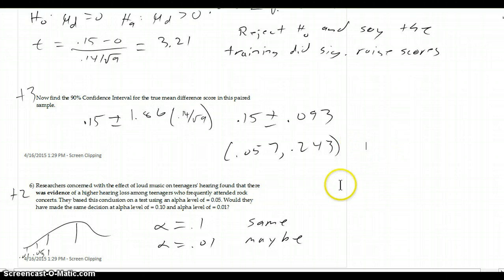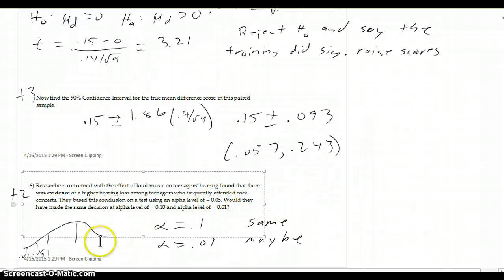And the last one is always kind of tricky. It says researchers with teenagers and loud music, says there was evidence. That means they rejected the null. The null hypothesis is always, it doesn't matter. No change, equality, right? The alternative is that there would be damage, or something was affecting it. So there was evidence of higher hearing loss, and that means they rejected it at the 0.05.